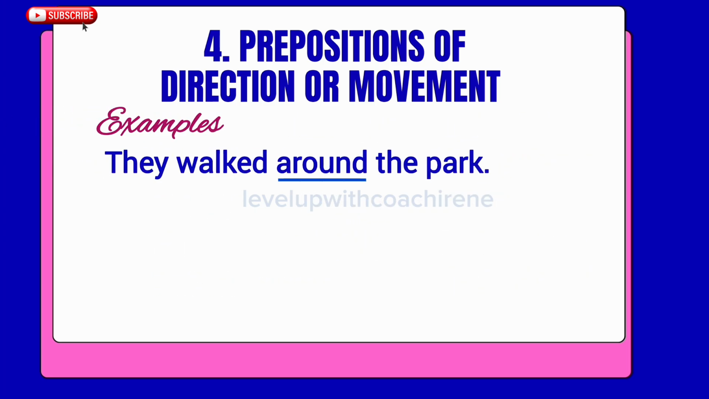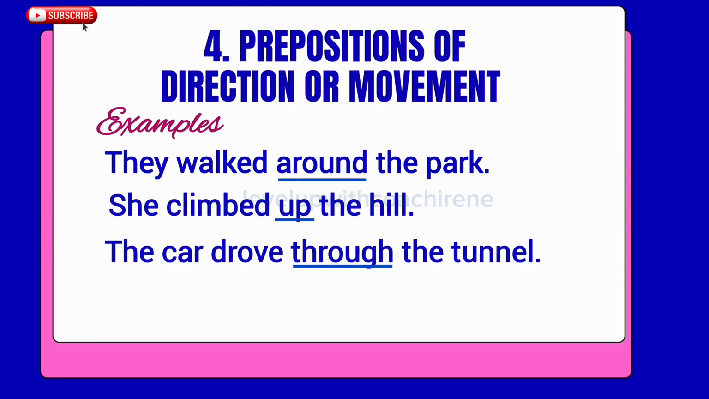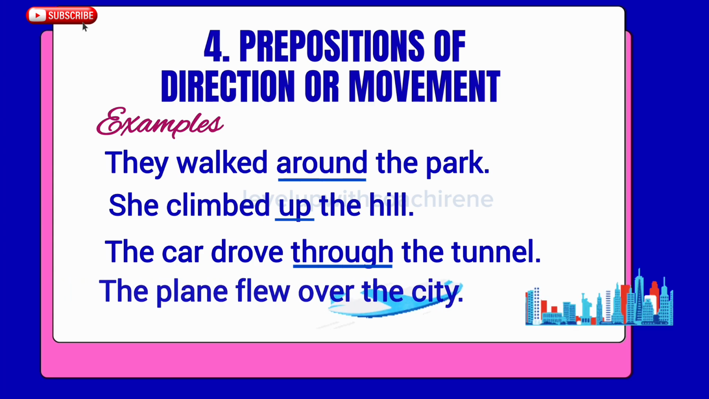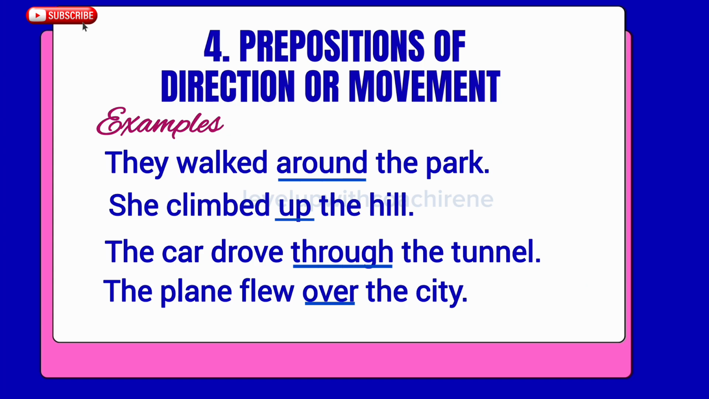Examples: they walked around the park. She climbed up the hill. The car drove through the tunnel. The plane flew over the city. These prepositions help clarify the direction or destination of movement in a sentence, describing how people or things move from one place to another.